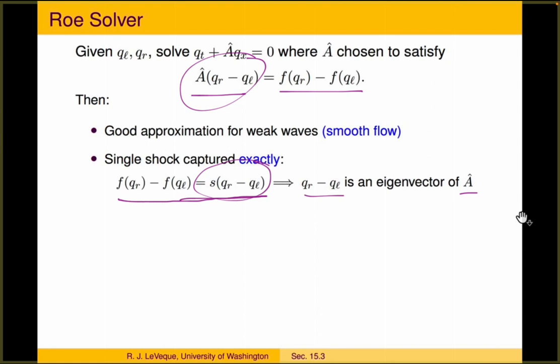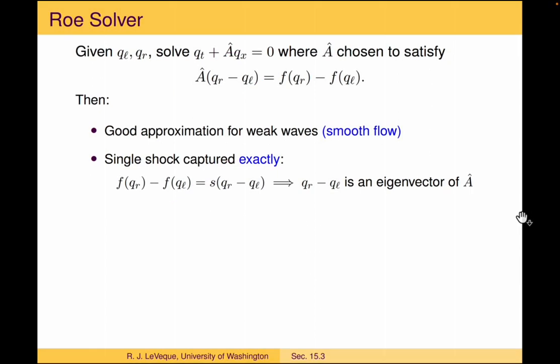And so when we solve the linear Riemann problem with this same data, QL and QR, the solution will consist of just a single wave, because the jump in Q is an eigenvector of that matrix, and it will be moving at the correct speed. So the Roe solver has the nice property that not only does it approximate smooth flow well, but also it can approximate a single isolated shock quite well.